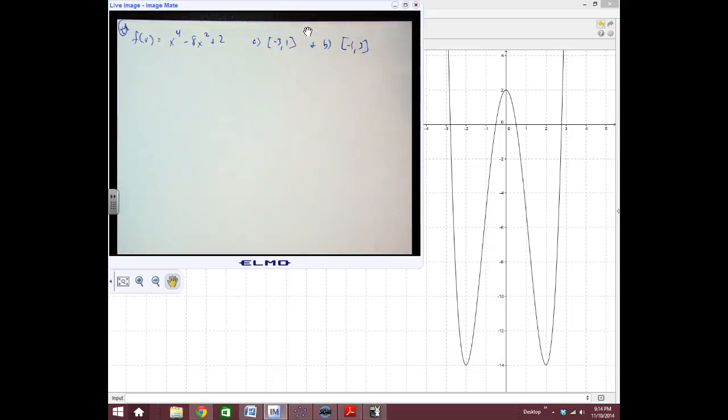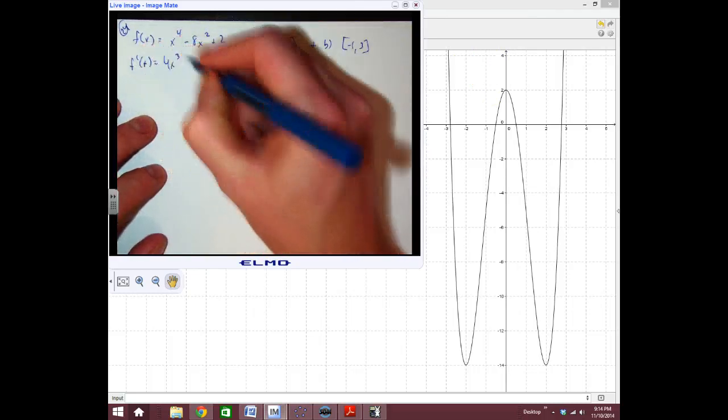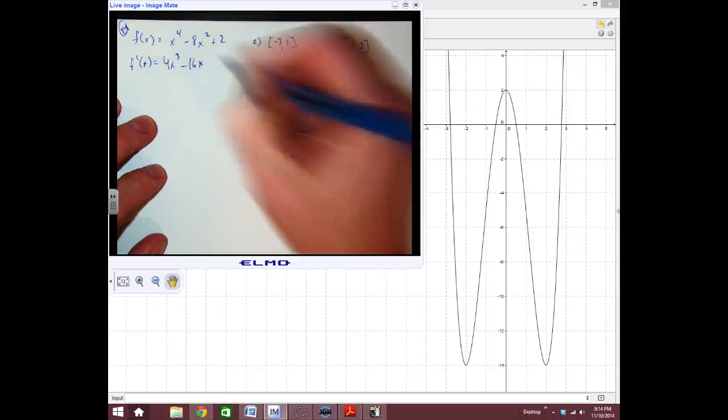So the first thing you would do is find the domain to make sure there's nothing left out. We look for critical numbers, so we don't have to exclude any values. Well, it's a polynomial function. There's nothing we're going to leave out. So we have that taken care of. Next thing we do is we just find our derivative. So f prime of x is 4x cubed minus 16x.